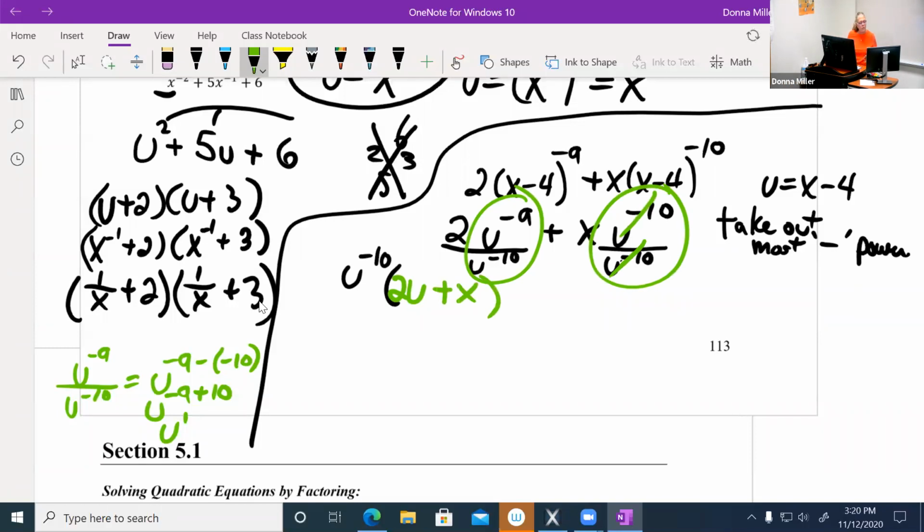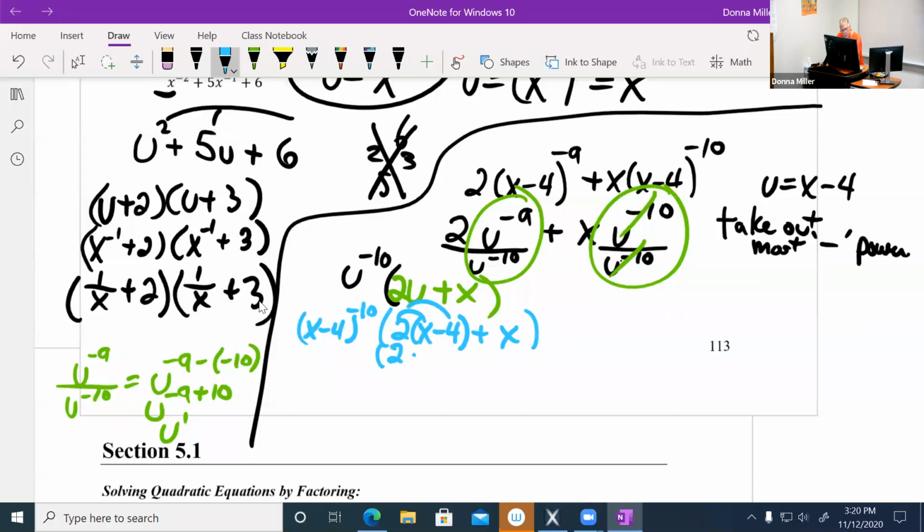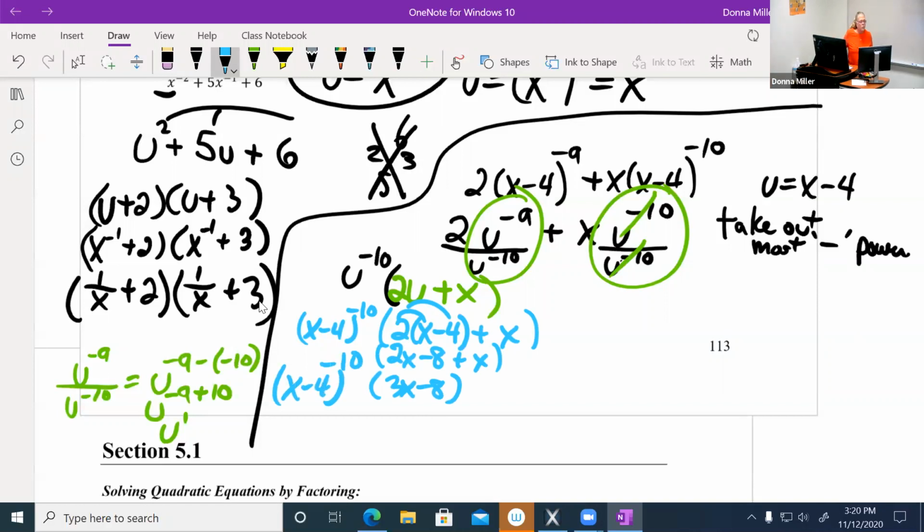All right, so I'm pretty well factored. I've just got to put u back in there. u is x minus 4. So it would be x minus 4 to the negative 10 times 2 times x minus 4 plus x. Now, if you'd like, you need to distribute here. So it's going to be 2x minus 8 plus x. The second factor would be 3x minus 8, times x minus 4 to the negative 10. So now you've factored that thing. My hint for you: when you have powers of x with all negative exponents, or even fractions, pull out the most negative power of x you can.